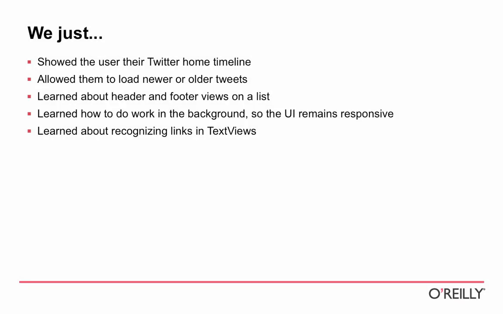So what we've done today is we've shown the user their Twitter home line by loading it when the app starts, if they're already authenticated, and we allow them to load newer or older tweets with those headers off the list. And we learned about the header and footer views on the list to let them do that. And then we learned how to do some work in the background with just a basic Java thread so the UI remains responsive. And we learned about recognizing links in text views with that auto link method or attribute of the text view.